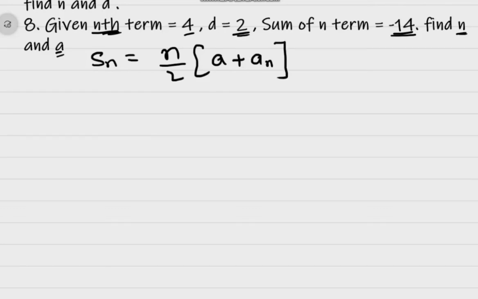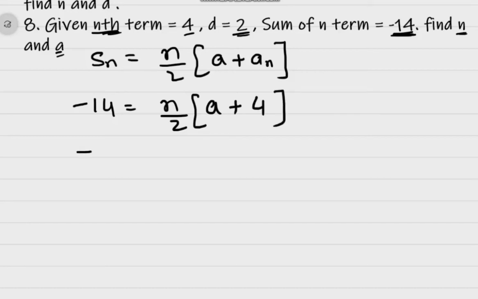Okay. Now what is your nth term? Nth term is minus 14. So minus 14 will be equal to n by 2, you don't know the value of a, plus the last term, which is equal to 4. Okay. So from here if you take 2 to the other side, you will get minus 28 equal to n into a plus 4.